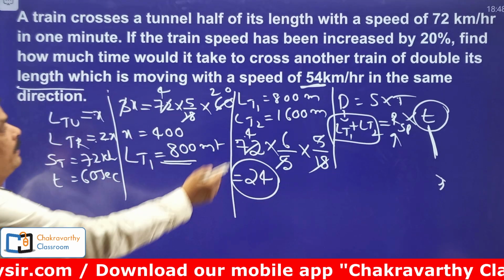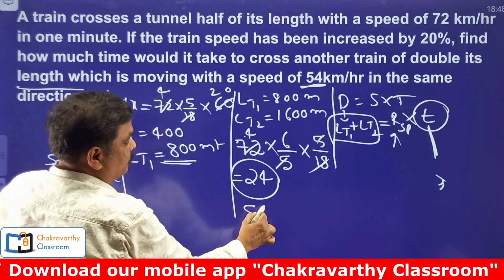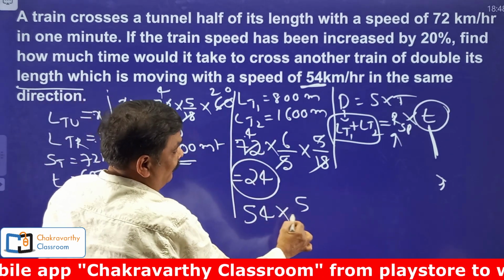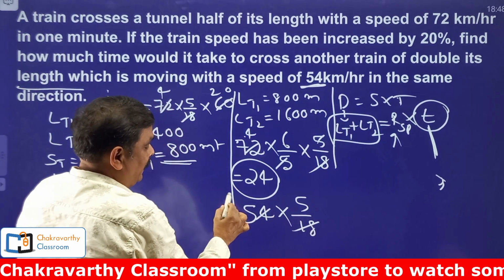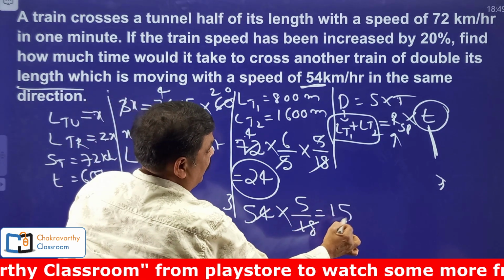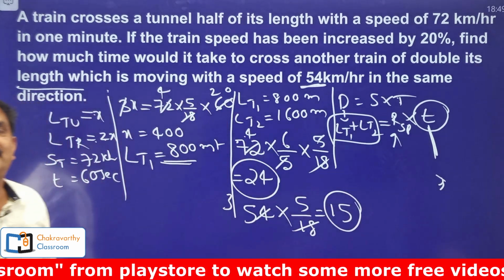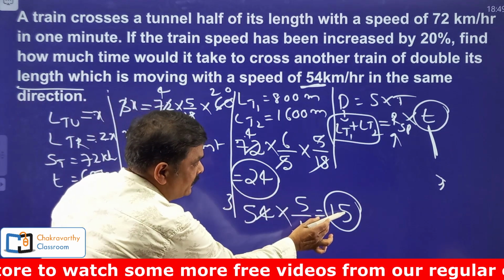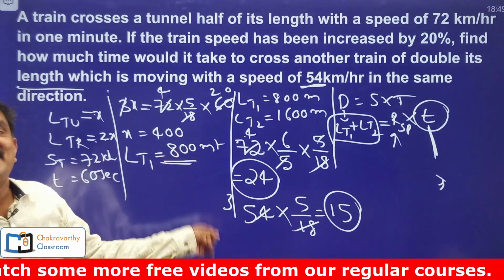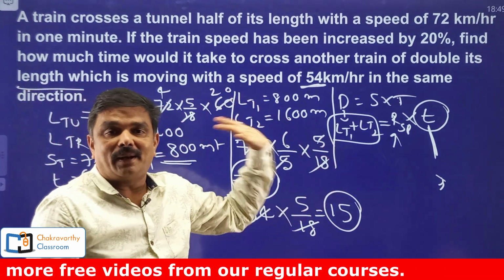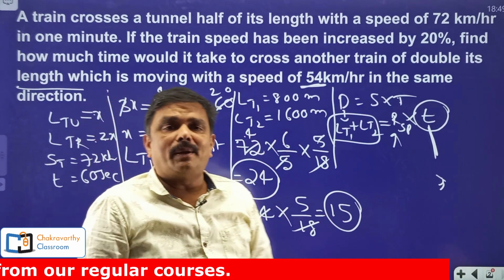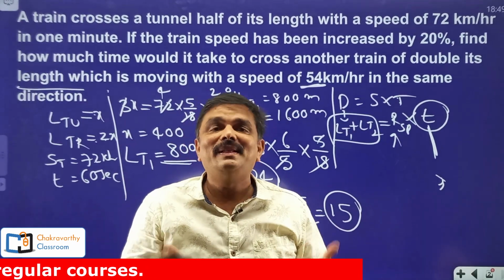Now what is the speed of the second train? 54 kilometers per hour. Convert that into meters per second. Again that is 5 by 18. 18 3 times, that is 15 meters per second. Now the relative speed is 24 minus 15, that is 9 meters per second. All of you got the idea? To explain, it is taking this much time. Otherwise, you can do it very, very easily.